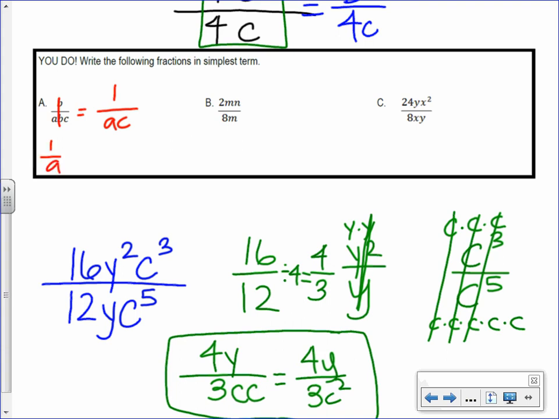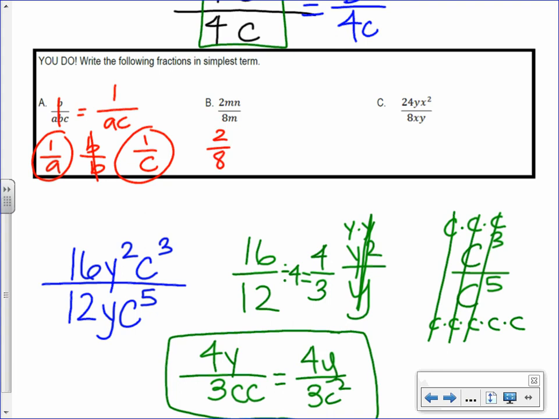Or you could have done it this way: 1 over A, B over B, 1 over C. So that cancels. The only thing you have is this and this. So put them together. Super easy if you choose to do it that way. Questions on that one?